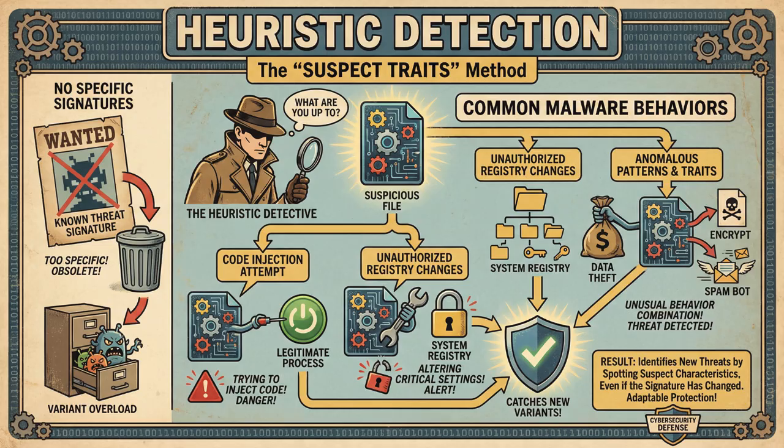seen before. Second is heuristic detection. This is the suspect traits method. Instead of looking for a specific signature, it looks for code characteristics or patterns that are common to malware, like a file trying to inject code into another process or making unauthorized changes to the registry. It allows us to catch new variants of old threats, even if the signature has changed.